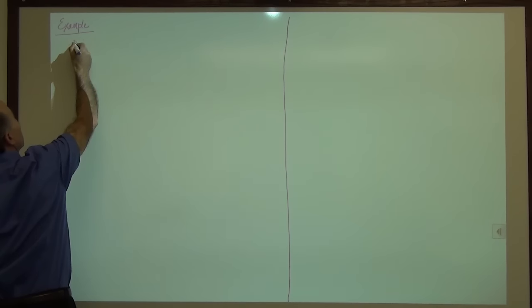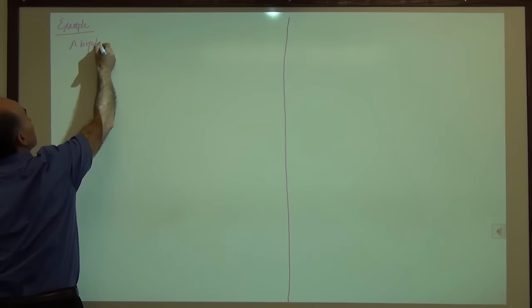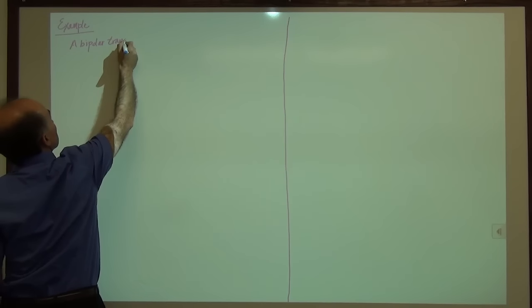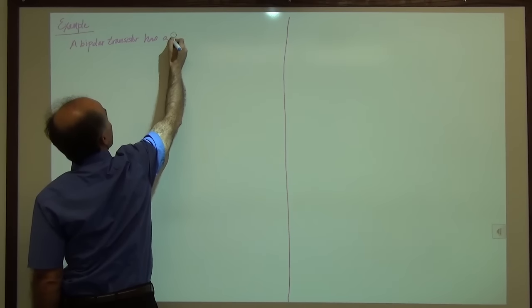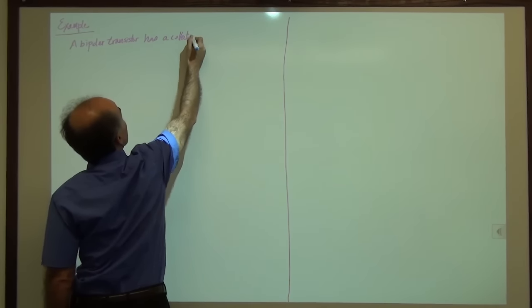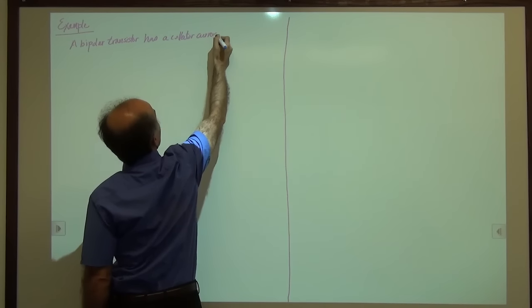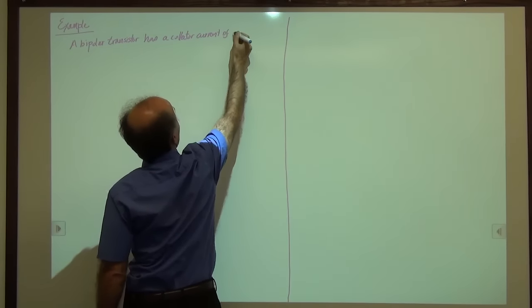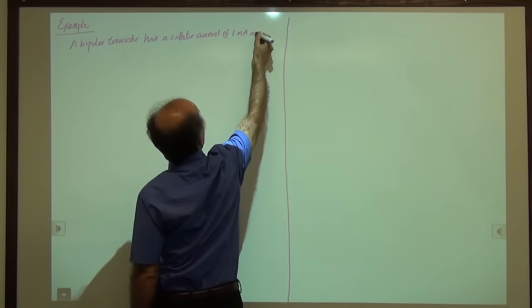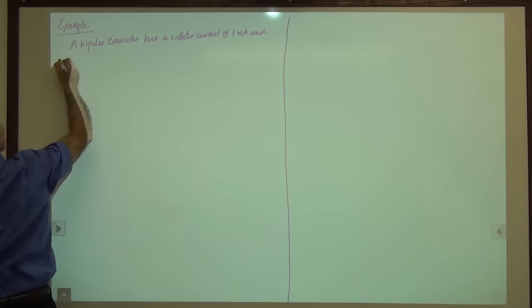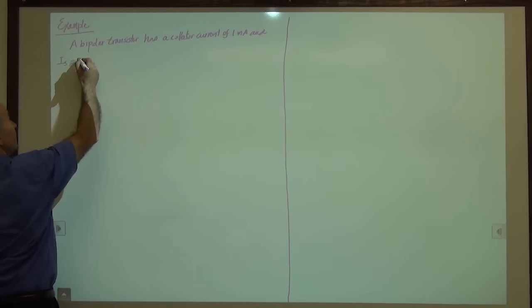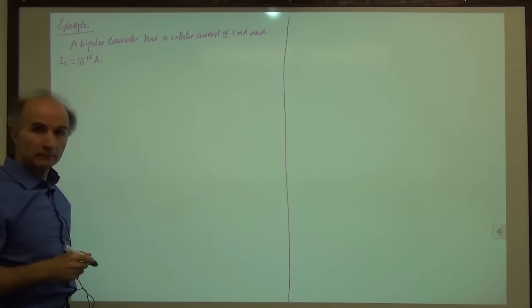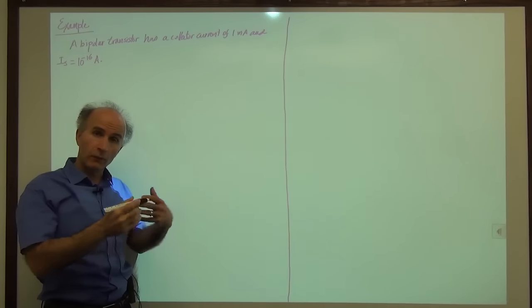So a bipolar transistor has a collector current of 1 milliamp and IS equals, I think I assumed, 10 to the minus 16 amperes. All right, so I have biased the transistor in forward active region.